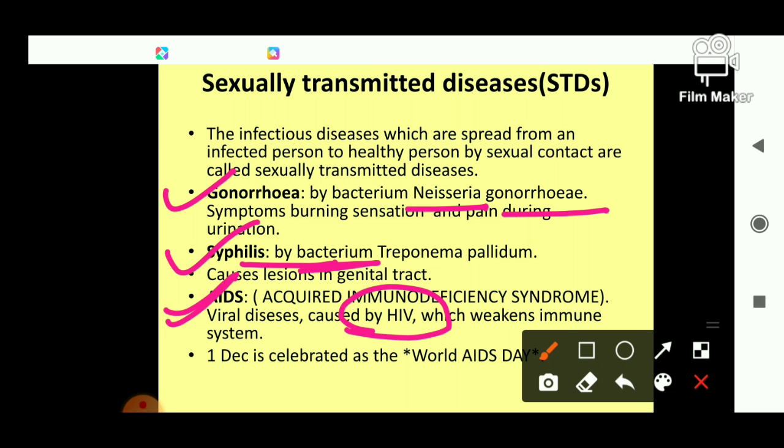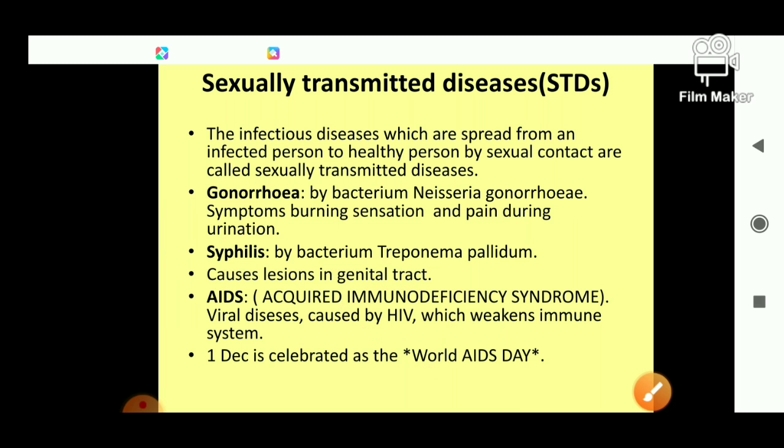And how is AIDS spread? It is transmitted only by unprotected sex with an infected partner, use of contaminated needles and syringes to inject drugs or vaccines, use of contaminated razors for shaving, and transfusion of infected blood or blood products, right? Okay, then 1 December is celebrated as World AIDS Day.